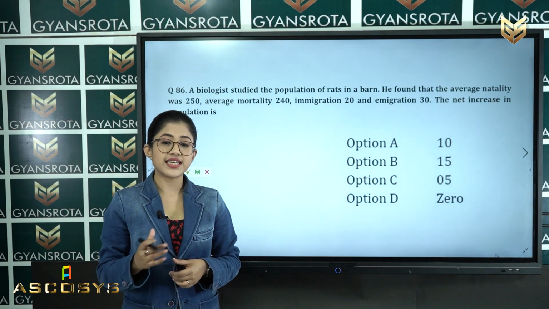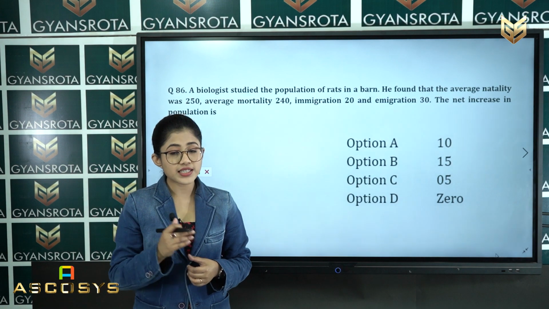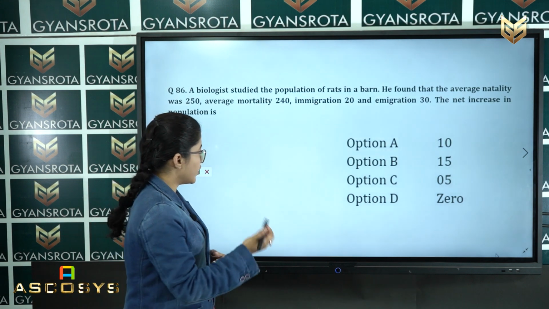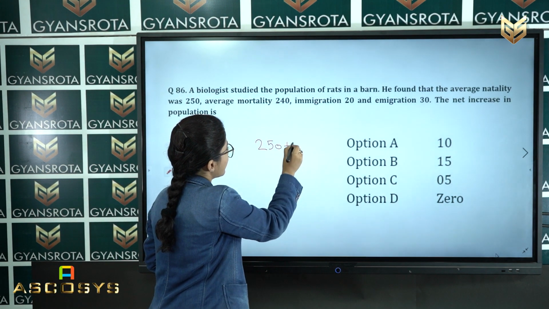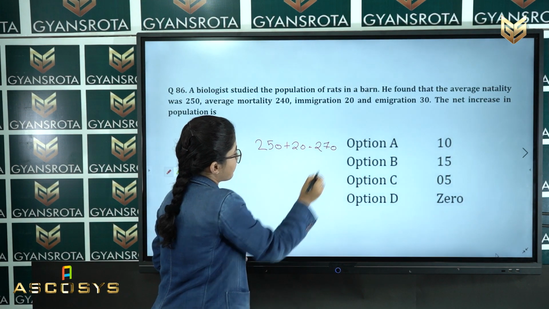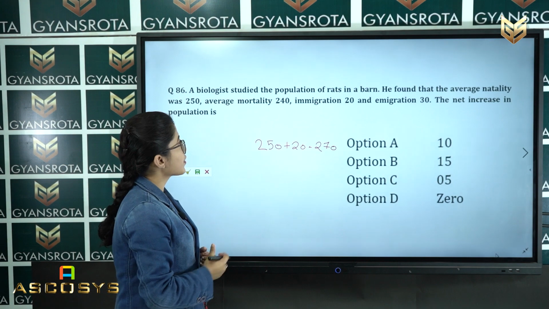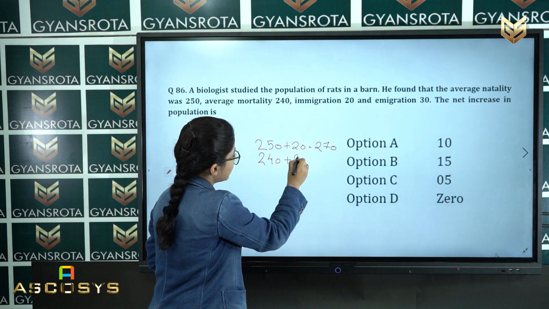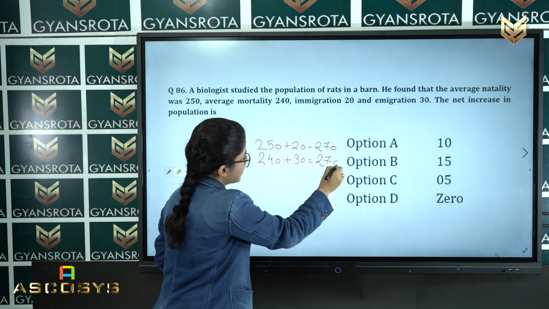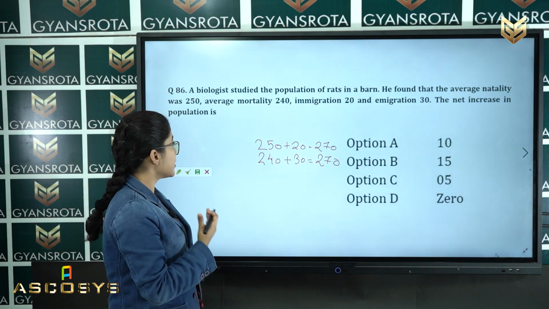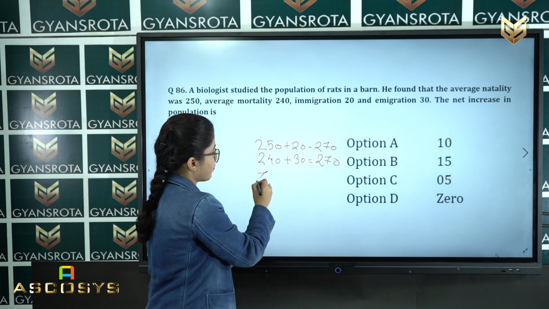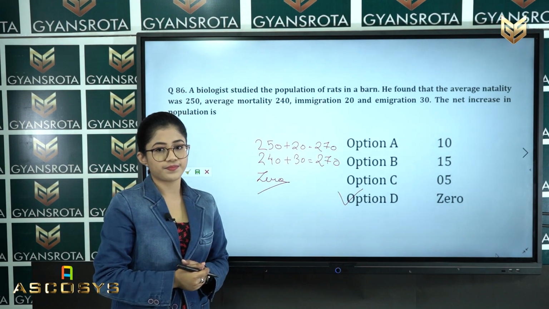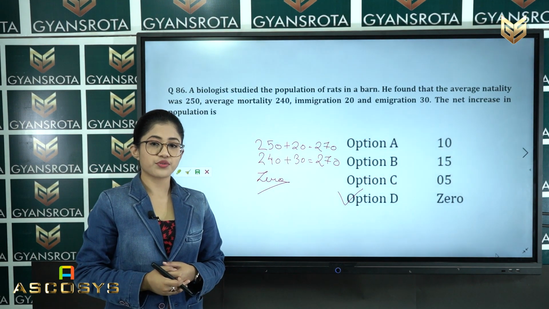Now, let us find out the net increase in population density. First, the increase in population density will be natality plus immigration, which means 250 plus 20, which is 270, and the decrease in population density will be mortality plus emigration, which is 240 plus 30, which is also 270. Therefore, the net increase in the population is 0, right? So, here from these 4 options, option number D is the correct answer. Alright. Now, let us see the next question, that is question number 87.